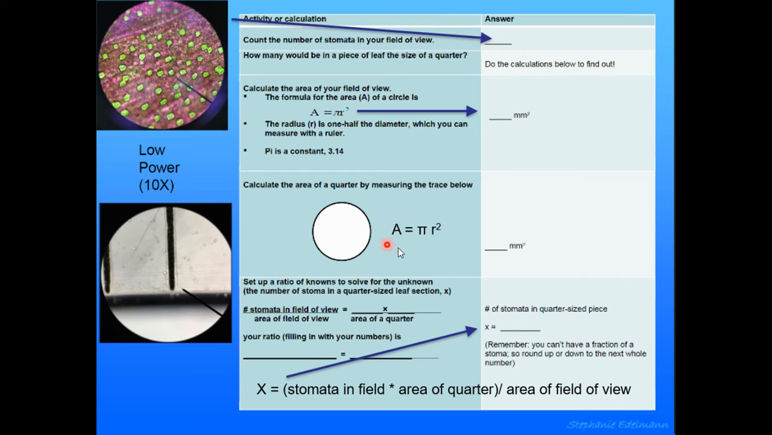This is pi r squared, so you have to get r from the internet or by measuring it. Just multiply these things with each other and you get that area there. You're going to fill in the numbers down here, and then the way you're going to solve for x is: x equals the stomata in the field of view times the area of the quarter divided by the area of the field of view. And that's where you're going to get the number for this calculation.